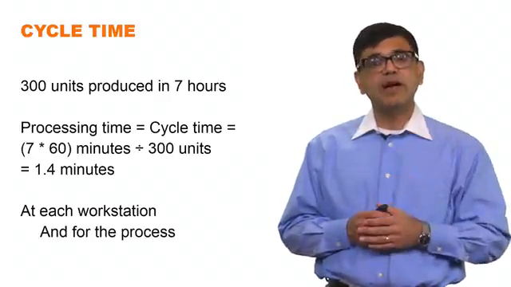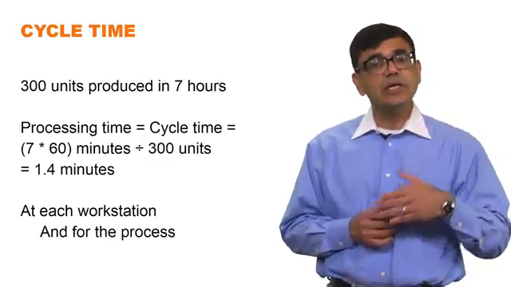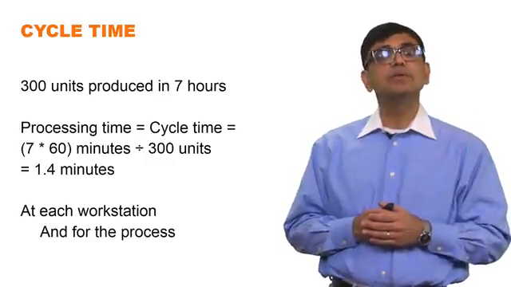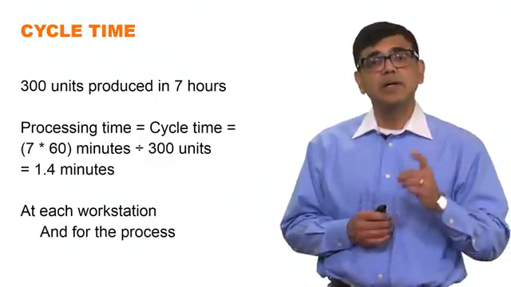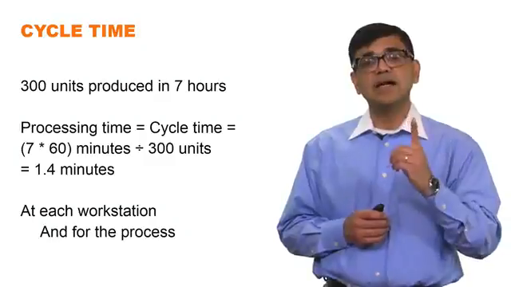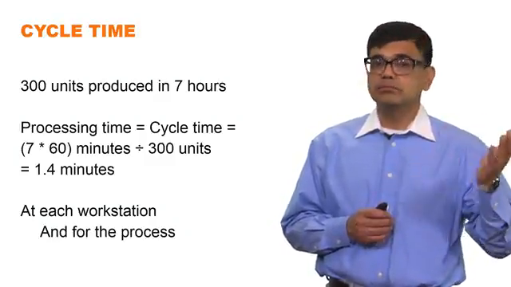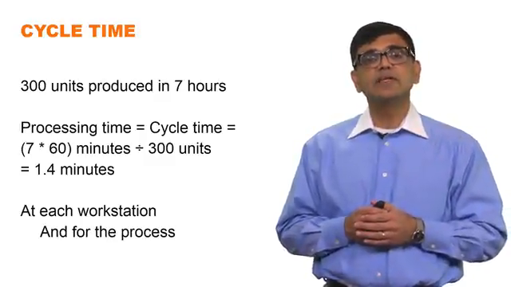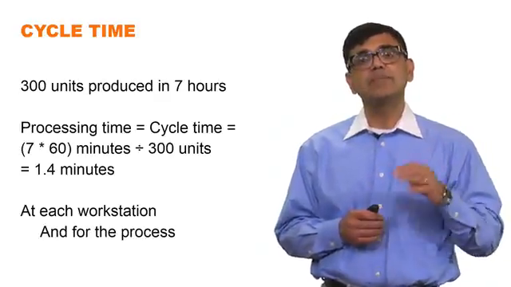So there were 5 workstations. That doesn't matter for this particular question because they're balanced workstations. So 300 units being produced in 7 hours, and therefore the cycle time per unit. First, you can think of it as the processing time. The processing time per unit at each workstation would have been 7 times 60 minutes, 420, divided by 300, which gives us 1.4 minutes. Now, why do we say processing time equals cycle time?